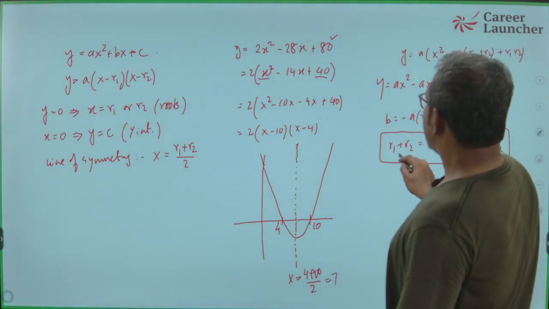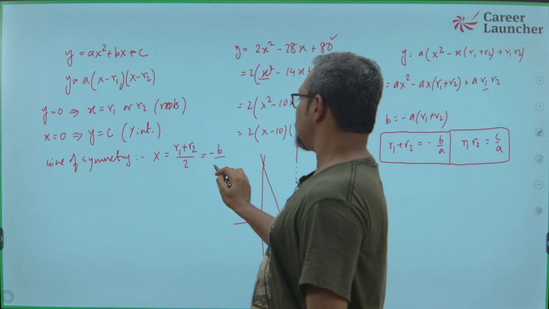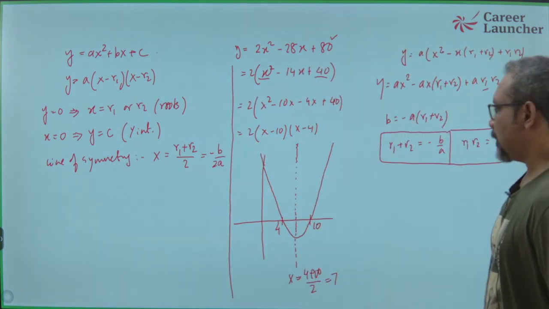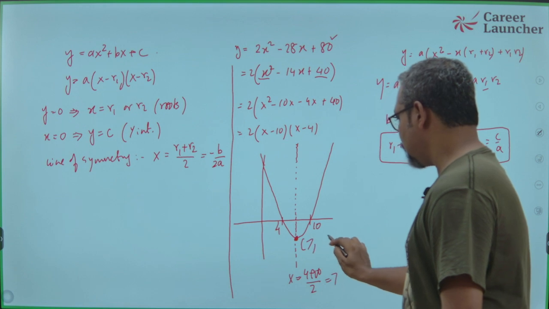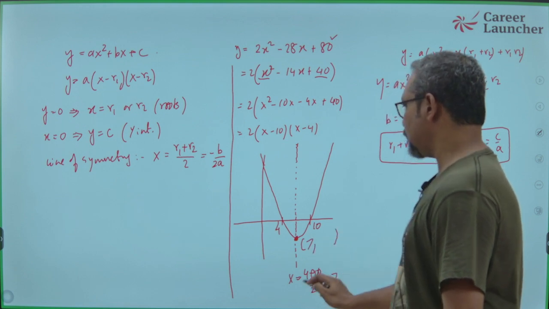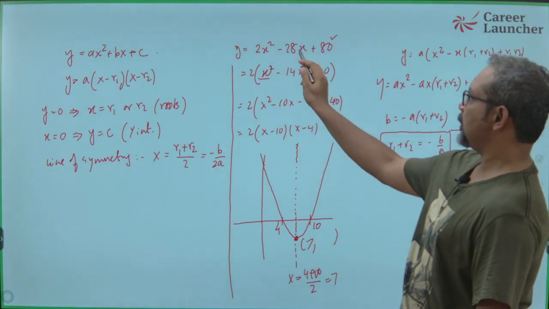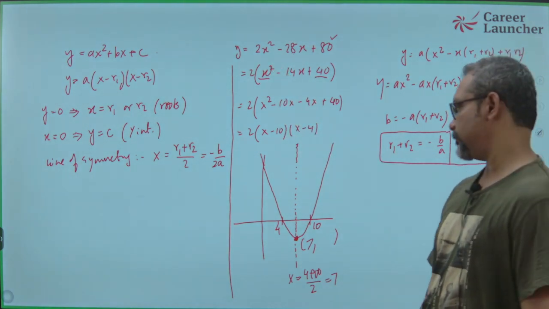So since r1 plus r2 is minus b by a, this therefore becomes minus b over 2a. So that means this point, the vertex 7 comma something, that 7 is basically this, minus b by 2a. Cross check, minus of minus 28 is 28 by 2 times 2, 4. 28 by 4 will be 7.